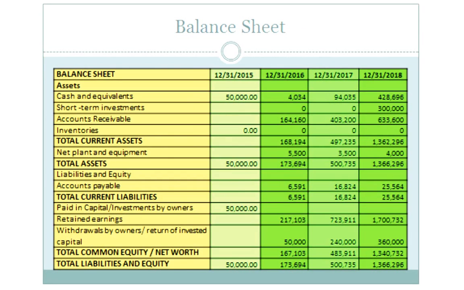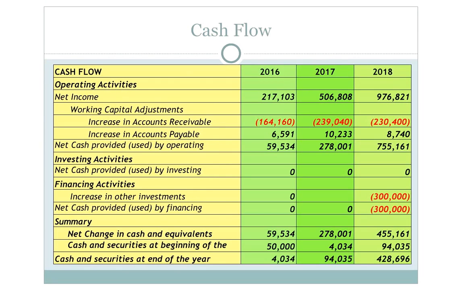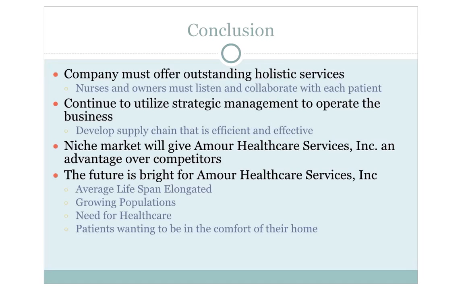Balance sheet showing your liabilities, which is solely tied up in labor. As you can see, that continues to grow as more nurses are hired, more patients are acquired, and more care is given. Cash flow, net income grows as stated previously, and the cash and securities at the end of the year have grown exponentially, ending in year 3 with $428,696.